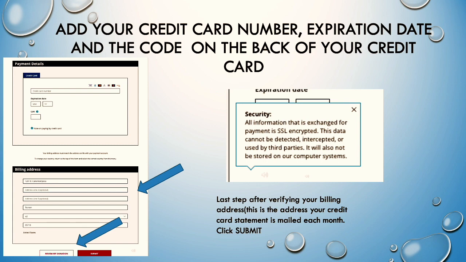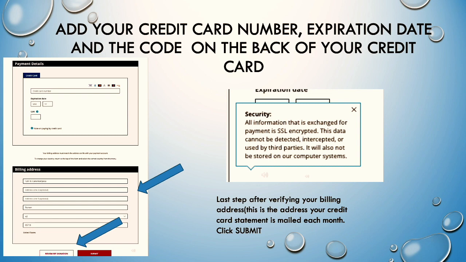So this next screen, you're going to add your credit card number, your expiration date, and then the code on the back of your credit card. For those of you that shop online, this is pretty familiar to you. Now the billing address below is the address where your credit card statement is mailed. So for example, if your credit card is mailed to your office or to a P.O. box, you want to make sure you put the correct mailing address because it does get checked.